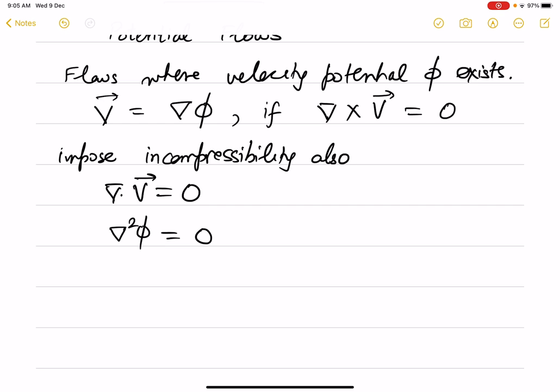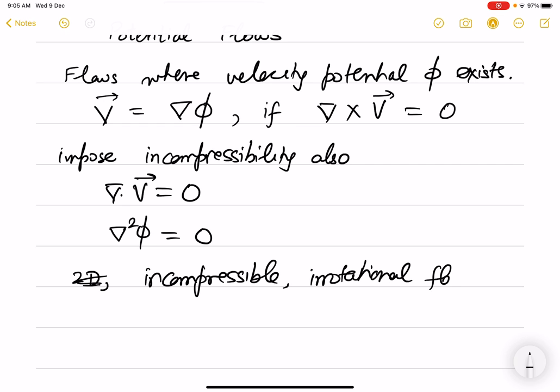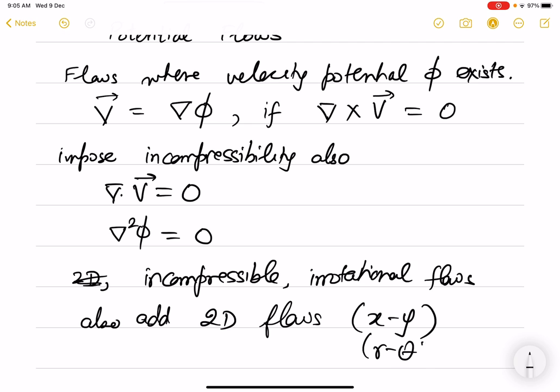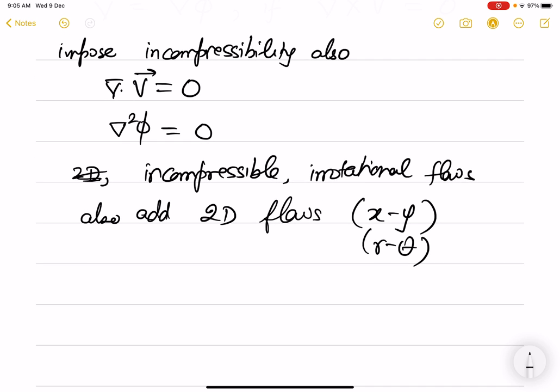But for the purposes of this course, we will introduce one more assumption. So we have already made the assumption of incompressible and irrotational flows for del square phi to be valid. But let us also add 2D flows to this, and 2D we will be talking of two-dimensionality in the xy plane, or we will look at it in the polar coordinates in r theta.